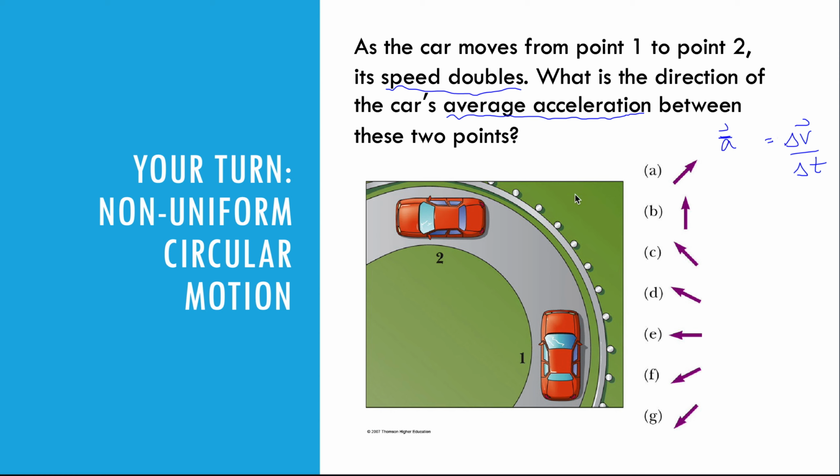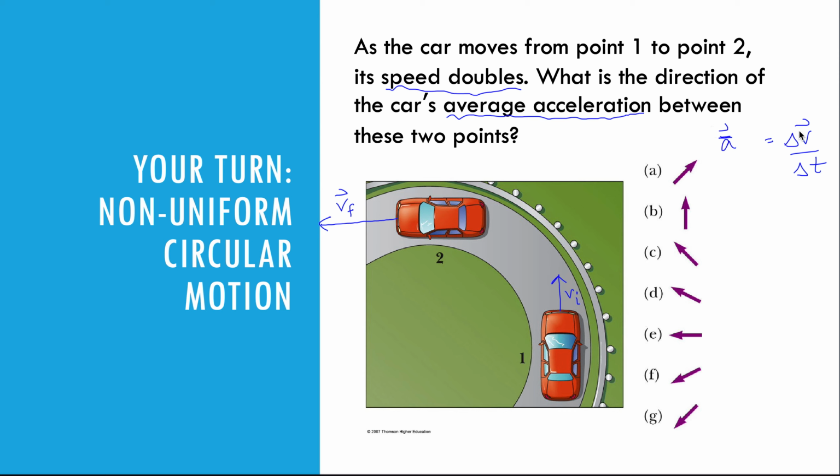So let's take a look. At point 1 here, we are going upward. We know velocity is tangential to that motion. So we can call that v initial. And then at point 2, we are moving to the left, but we have twice the speed. So our vector is about twice as long, going straight to the left. We'll call that v final. So what is the direction of the average acceleration?